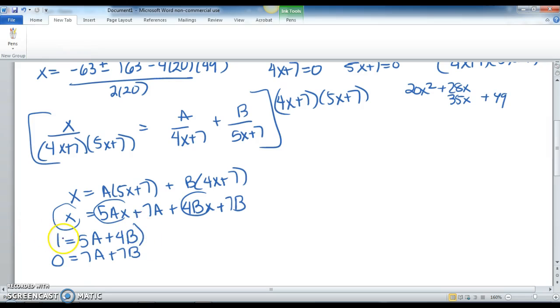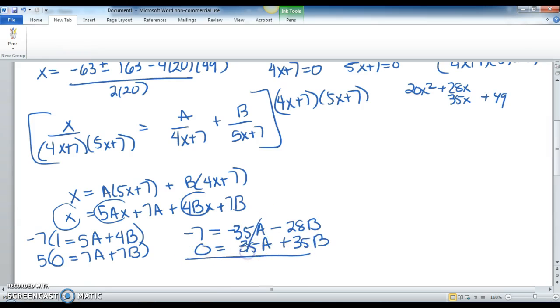We could solve this using the elimination method. You can multiply this one by negative 7, this one by 5. Negative 7 times 1 would be negative 7. Negative 7 times 5a would be negative 35a. Negative 7 times 4b would be negative 28b. 5 times 0 is 0. 5 times 7a is 35a. 5 times 7 is 35b. These cancel out, which was the whole point, and we get negative 7 equals negative 28 plus 35 gives you 7b, so b is negative 1.